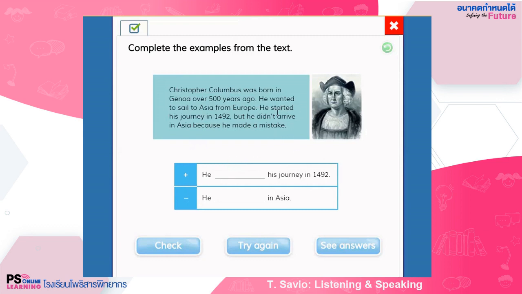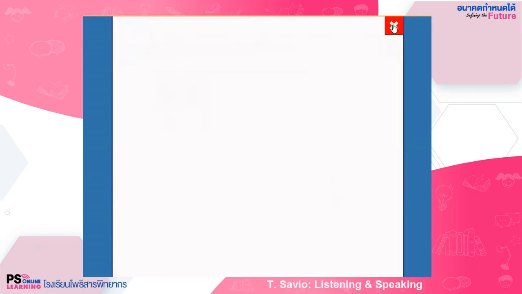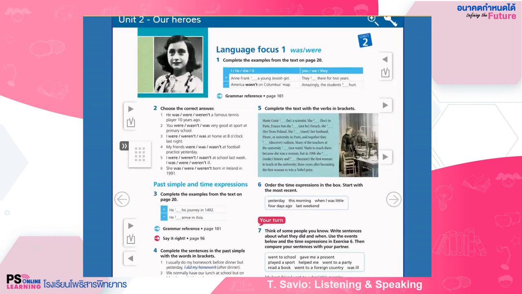So he started his journey. Here we have to use the past tense of the word start. He started his journey. He didn't arrive in Asia. So he didn't arrive in Asia. Let's check the answers. Correct. Okay, that was simple. Let's move on.